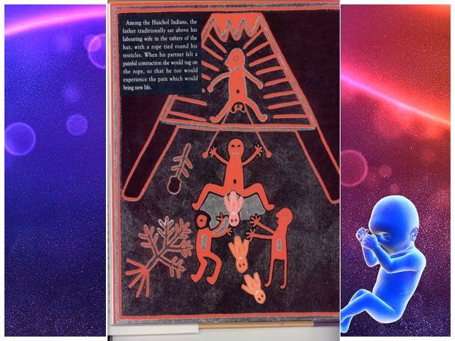This final slide I've included so that men feel very much involved as part of this whole thing. I'm going to read this to you so you know what this is. Among the Hokal Indians, the father traditionally sits above his laboring wife in the rafters of the hut with a rope tied around his testicles. And when his partner felt a painful contraction, she would grab the rope and tug so that he too would experience the pain, which would bring new life. So that is how dads got involved.